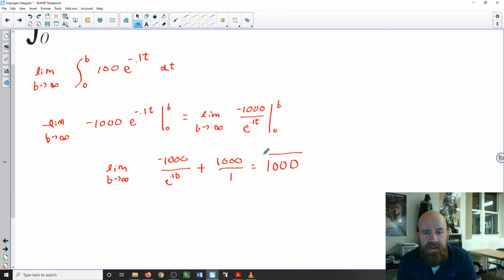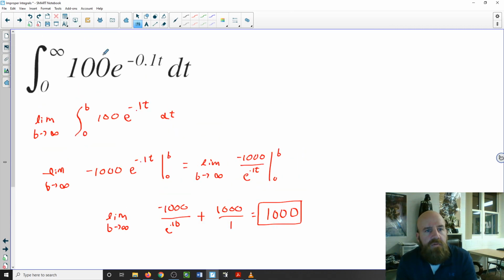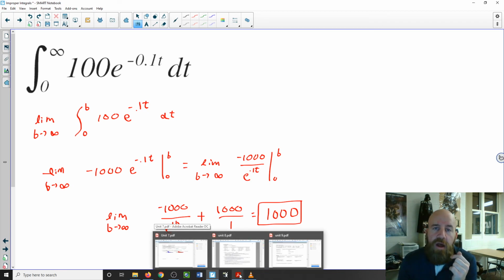So we have a finite answer. This integral gives us 1000 as an answer. So this is convergent, or converges. It converges to 1000, which means we have an answer for this integral. Alright, so I'm going to make another video here on some other problems and situations for this part.